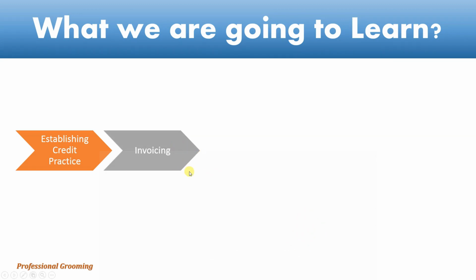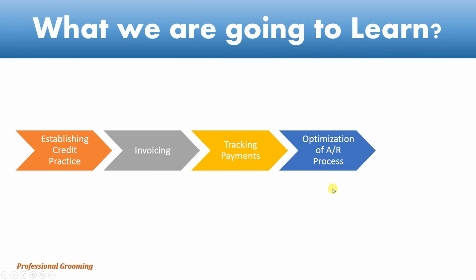So next we will see the invoicing, how to make invoices. After that we will see the tracking payments, how to track the payments. I will show you the examples also of how you can track the payments on time. After that we will see how to optimize the accounts receivable process, how we can make our accounts receivable process efficient. And we will discuss the daily routine of an accounts receivable professional in a company. If an accounts receivable professional is working in one company, how does he spend his day?